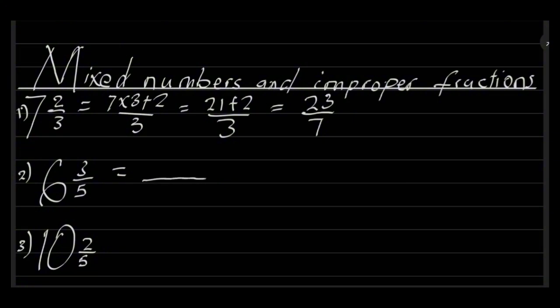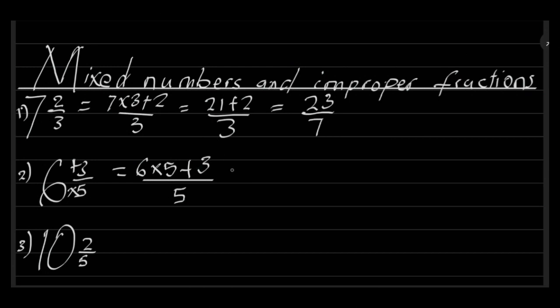Let's do the same for number 2. First, what do we do? Our denominator never changes, so we are going to have 5. Then we are going to have 6 times 5, that is whole number times denominator plus the numerator. So it is multiplication here, addition here. Whole number times denominator, then we add our numerator.